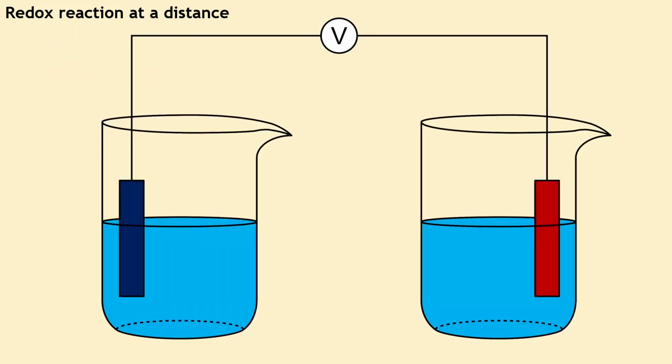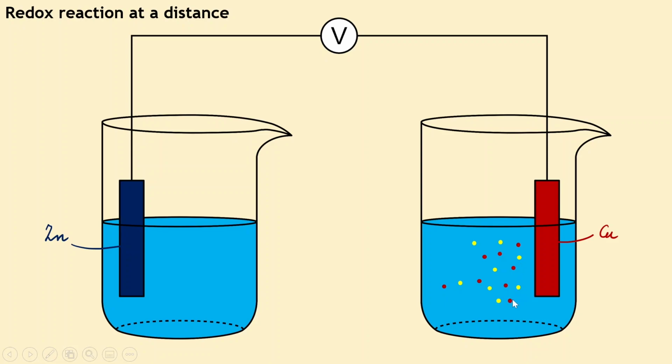Let's have a look. Here we have two beakers. In the left beaker there is a zinc electrode, which is essentially a zinc rod, and it's connected through a copper wire to the right hand side, where a copper electrode is in a solution of copper sulfate, and the yellow dots represent the sulfate ions.